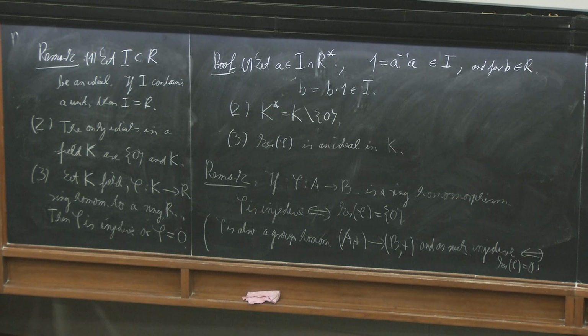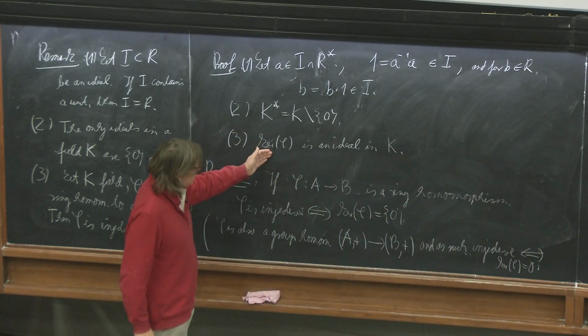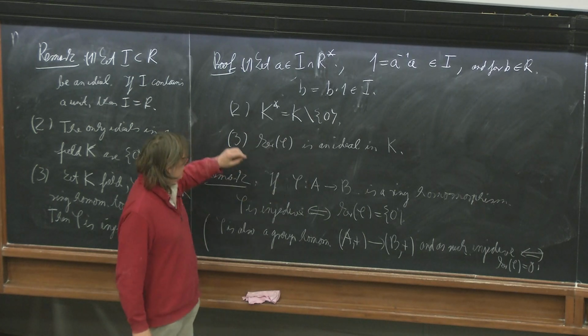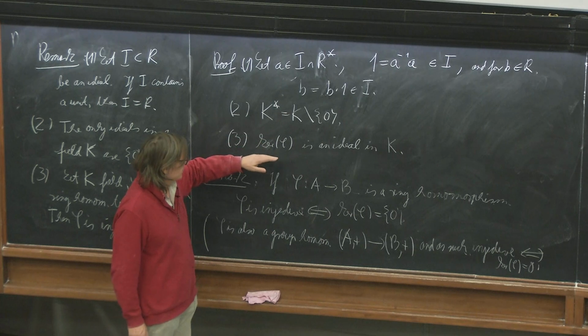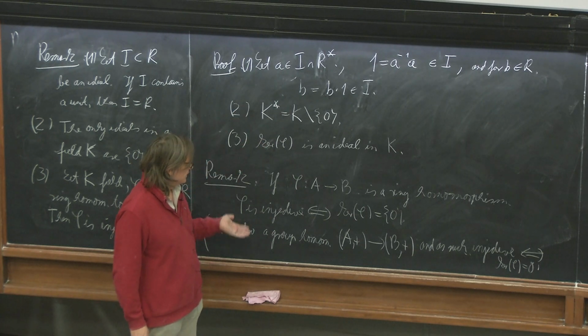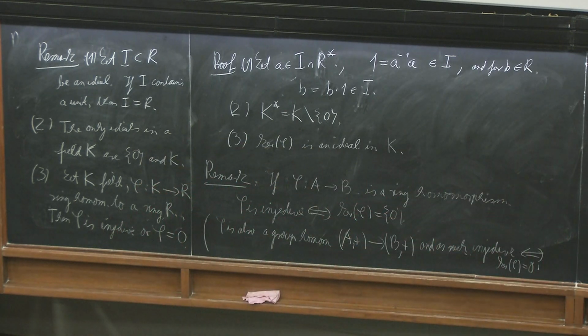And then, okay, so the kernel is an ideal, and so the kernel of this map of fields, starting in a field, must be an ideal in K, and so it can either be 0, in which case the map is injective, or the whole of K, in which case the map is the 0 map.